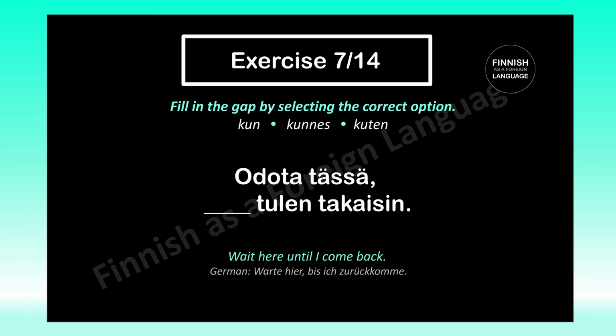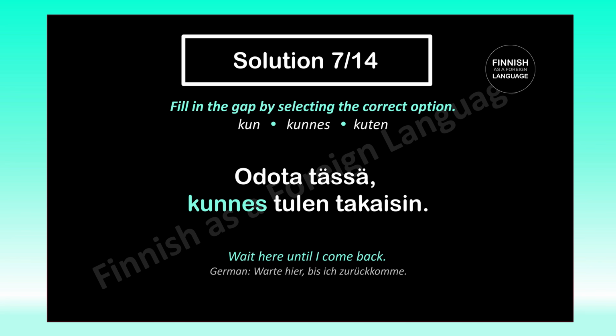Next one, we wanna say wait here until I come back. Odota tässä, tulen takaisin. What do we need here? Is it kun, kunnes, or kuten? Perfect, the answer is kunnes. Odota tässä, kunnes tulen takaisin. Wait here until I come back.